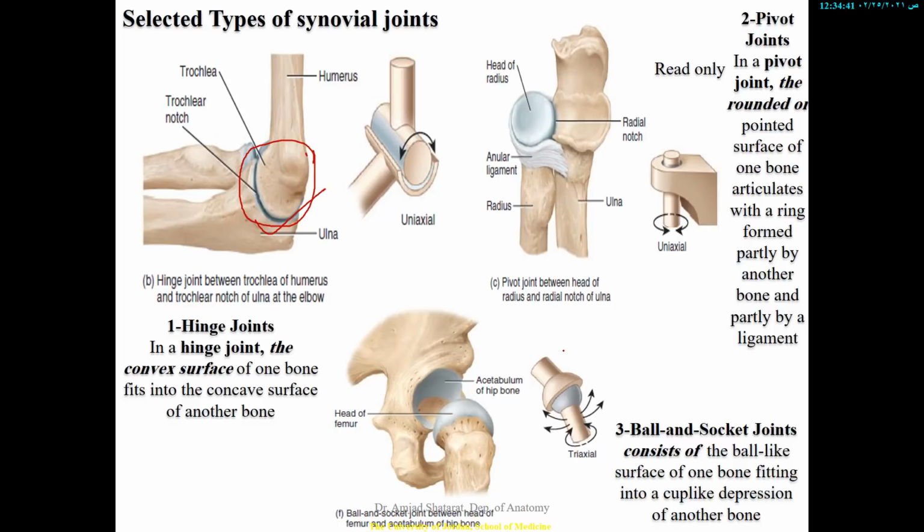Let's talk about the wrist joint. I told you, it's an ellipsoid joint. It has convex and concave surfaces, and also does not allow rotation. So I need you to understand that supination and pronation are the product of this joint, where the radius crosses over the ulna, taking with it the palmar surface either up or down, pronation and supination.